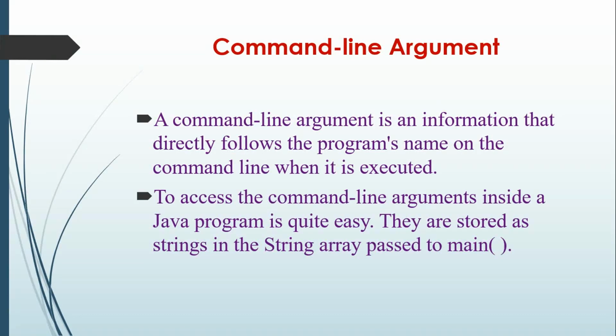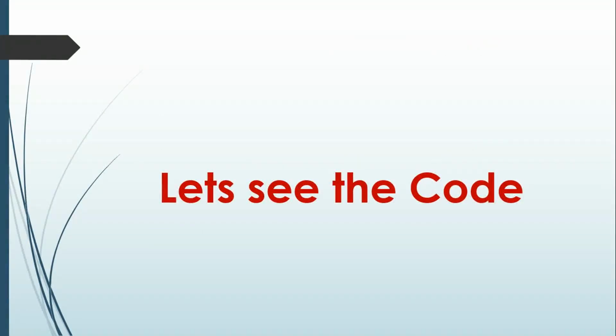So, command line arguments are those arguments which we provide at runtime in the console. We do not code them in the program, or we are not giving them in the code, but we can provide the arguments at runtime. Let's see the code for how to implement a command line argument in Java.